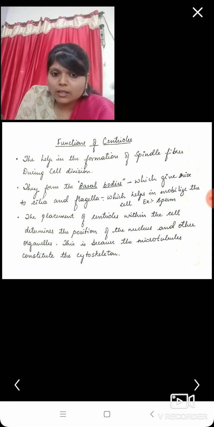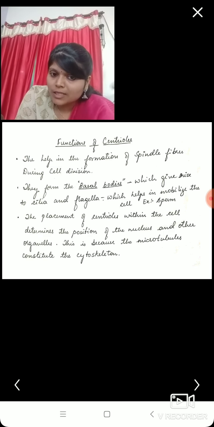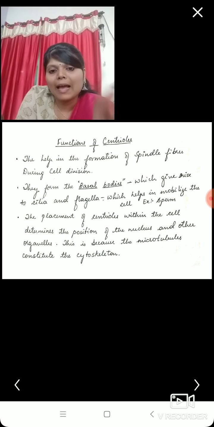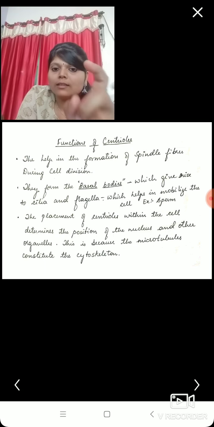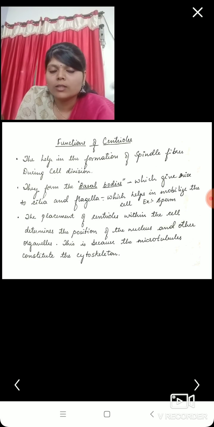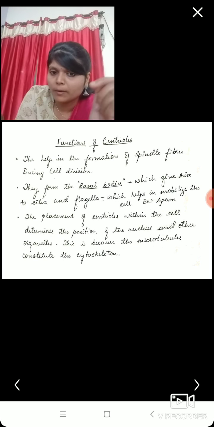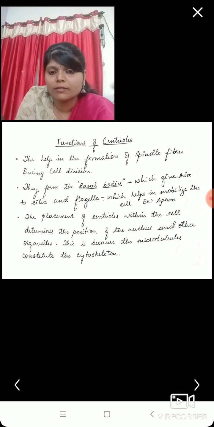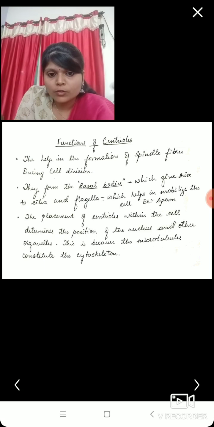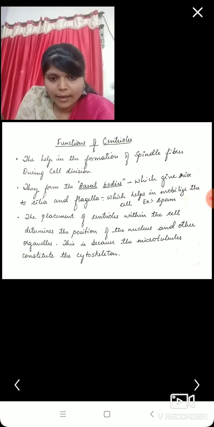See here, for example the sperm. When a sperm cell is developing, if centrioles are absent in that particular cell, then the sperm cannot give rise to a cilium or a flagellum. This is a very important point. So a cell must have the centrioles if at all it is giving rise to a sperm, because it has to give rise to a flagellum, which is going to facilitate its locomotion to reach a target cell, that is the egg.